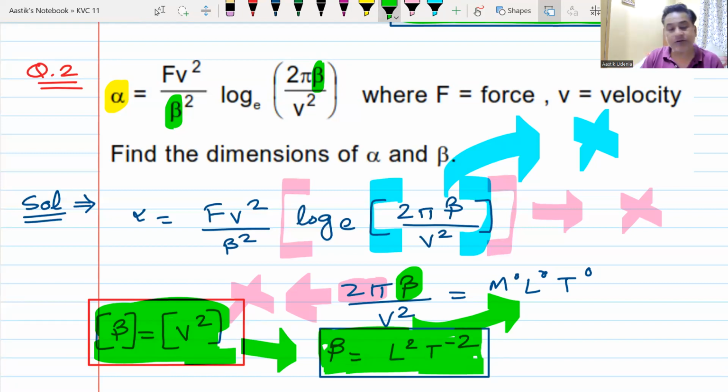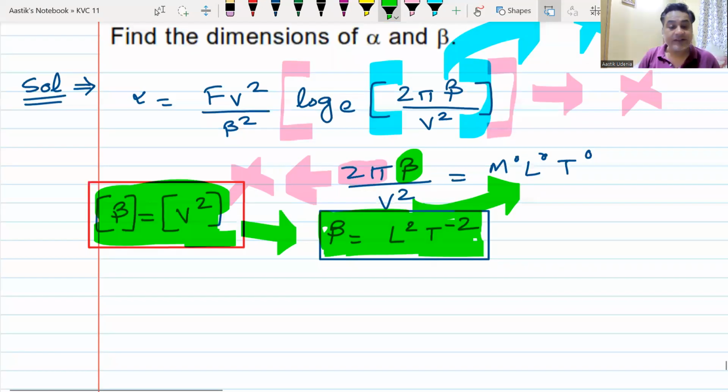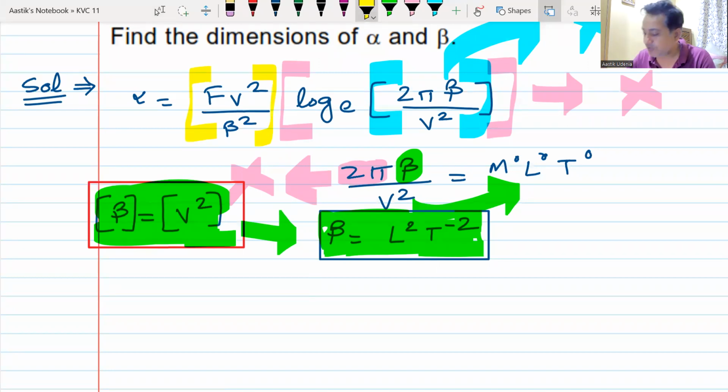Once you get the value of beta, which we have got, we can move further in life, because life has to move forward. Then I should understand how I will get the dimension of alpha. And the answer is straight away from this yellow bracket. I should be able to get the dimension of alpha. Yes or no?